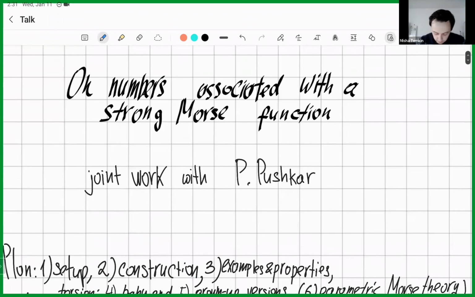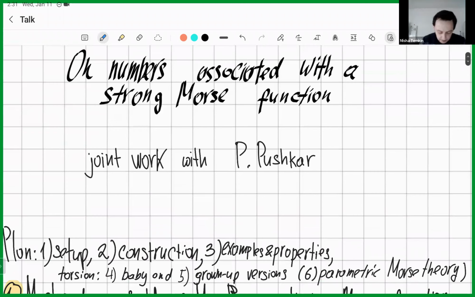So the plan is the following. First, I'm going to set the stage, and I'm going to say how the invariant looks. In the second part, I'm going to actually construct this invariant. In the third part, I'm going to speak about its properties and a couple of examples. And the fourth part, the fifth one, will contain two main theorems on the relation of this invariant to the Dartmouth torsion. And if time permits, I will also say a few words about the parametric Morse theory and how this invariant interplays with this branch of the Morse theory.